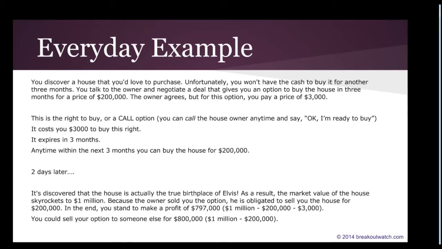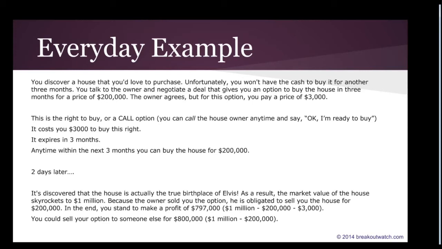And it's cost you $3,000. Now, because he sold you this option, he can't go sell the house otherwise, unless for some reason he buys you out of your option, but that's off topic. But let's imagine that 2 days later it's discovered the house is actually the birthplace of Elvis. So as a result, the market value of the house skyrockets to $1 million.